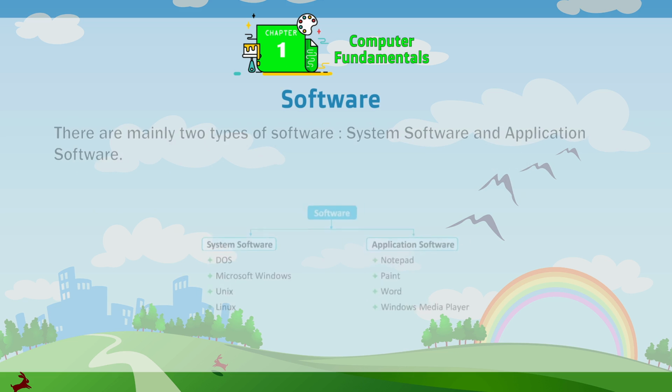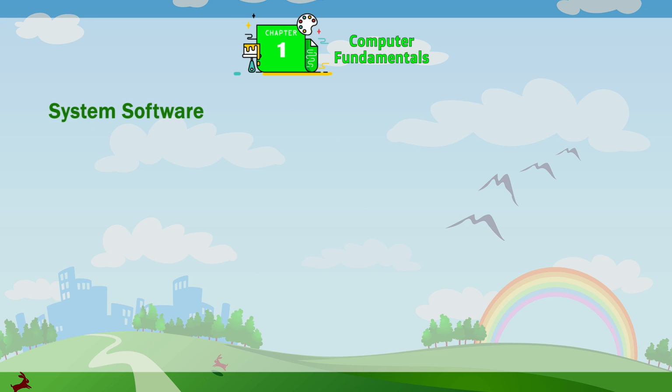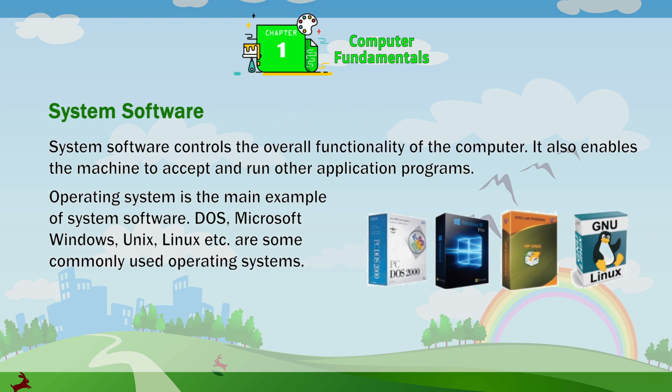Software. There are mainly two types of software: system software and application software. System software. System software controls the overall functionality of the computer. It also enables the machine to accept and run other application programs. Operating system is the main example of system software. DOS, Microsoft Windows, Unix, Linux, etc. are some commonly used operating systems.